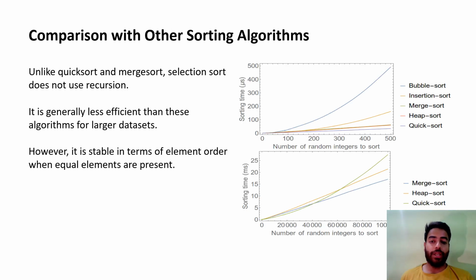Comparison with other sorting algorithms. Unlike quicksort and merge sort, selection sort does not use recursion. It is generally less efficient than these algorithms for large data sets. However, it is stable in terms of element ordering when equal elements are present. You can see the comparison with other sorts in these diagrams.